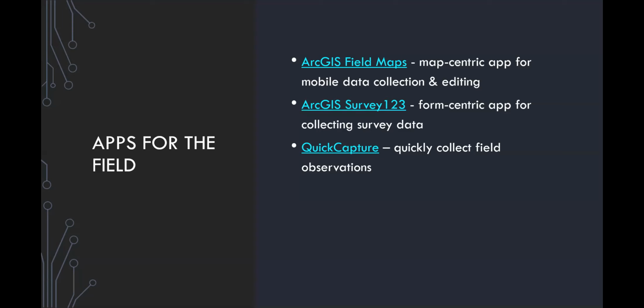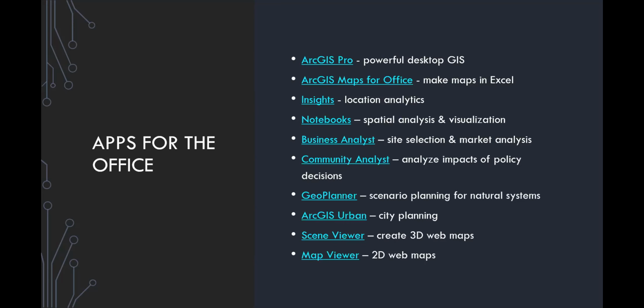If you're looking for a form-centric approach, Survey 123 is quite popular. That's another one that gives you a slightly different flavor and approach for collecting survey data. And then there's one called Quick Capture, which is really popular for quick field observations. Take a photograph, upload it, and in the slide deck I sent out, you should have links to all these on the information pages if you want to take a look at them a little more closely. So those are 3 real popular ones for field data collection.